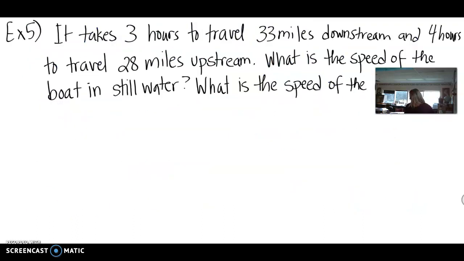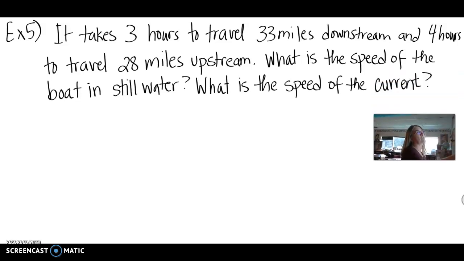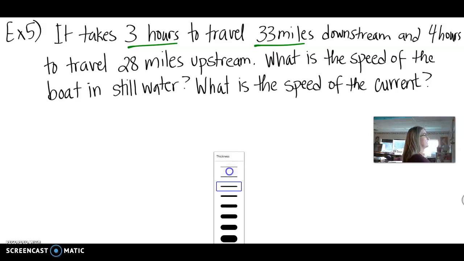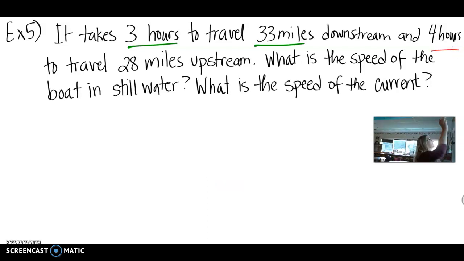Okay, this last problem is a little bit different. I want you to go ahead, pause the video, and write it down. So if it takes you 3 hours to travel 33 miles downstream, so the current's going with you and pushing you faster, and then when you go back upstream, it takes you 4 hours, so it takes you even longer, but you're going even fewer miles, only 28 miles upstream. What is the speed of the boat in still water?